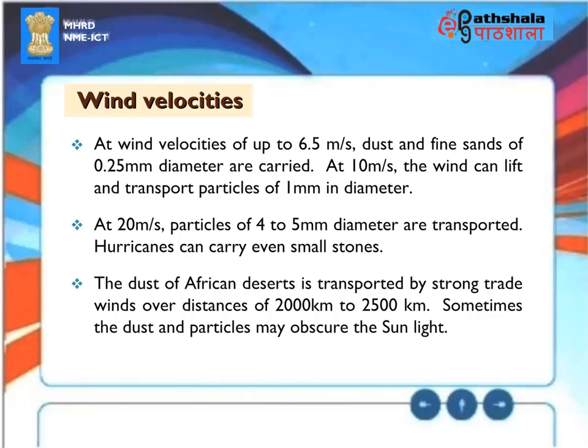At 10 meters per second, the wind can lift and transport particles of 1 millimeter in diameter. At 20 meters per second, particles of 4 to 5 millimeters diameter are transported. Hurricanes can carry even small stones. The dust of African deserts is transported by strong trade winds over distances of 2,000 kilometers to 2,500 kilometers. Sometimes the dust and particles may obscure the sunlight.